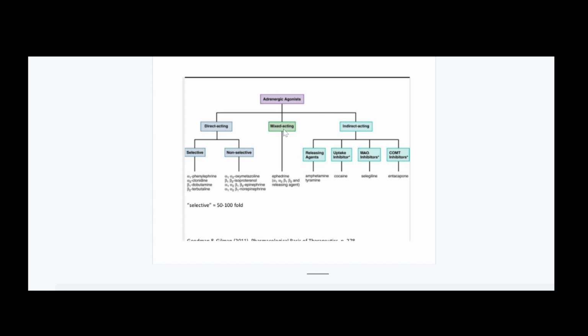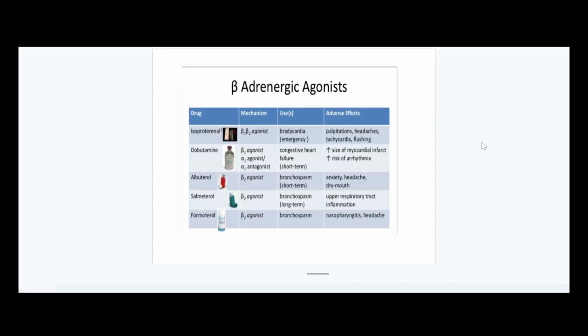So we have mixed acting, those that can act on both alpha and beta receptors. And then we have the indirect acting. They can modulate the COMT enzyme or prevent the reuptake or act as releasing agents.